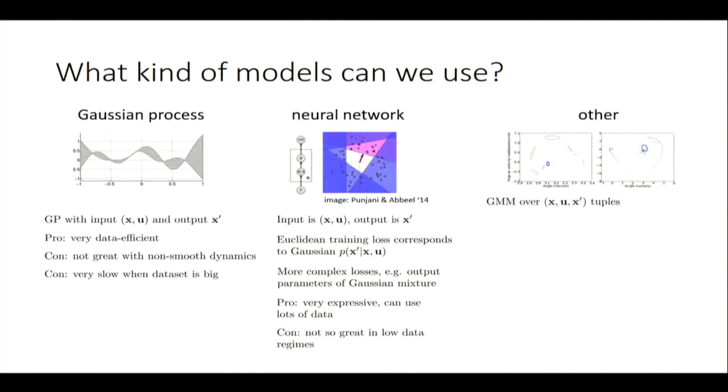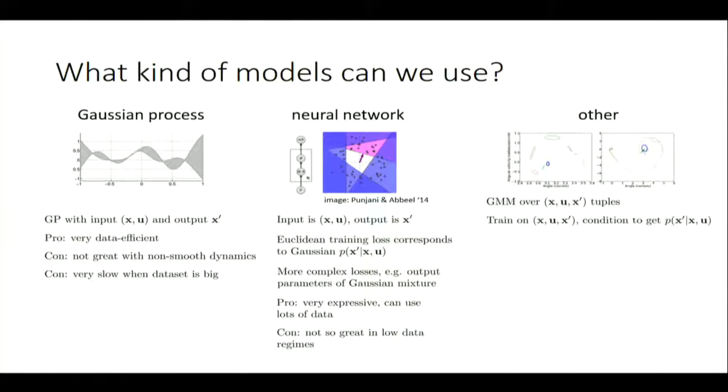So there are a few other options for fitting dynamics models that are also worth knowing about. For example, one method of fitting dynamics that tends to work surprisingly well is a Gaussian mixture model. So you can fit a Gaussian mixture model to tuples x, u, and x prime. So you literally just construct a set of vectors x, u, and x prime, just concatenate them all together, and fit a big Gaussian mixture model to them. And that's what's being shown here.